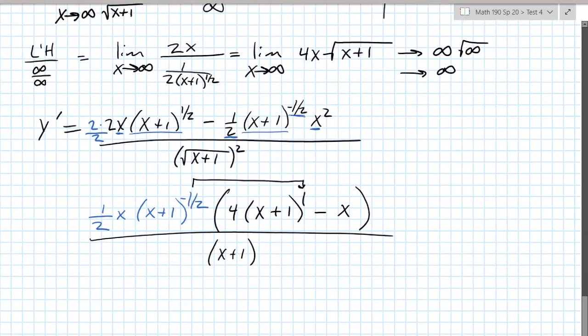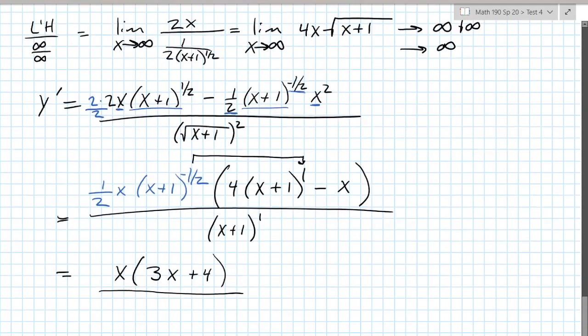We can do better. We can factor some more. We can work this out a little bit more. I'm going to rewrite it by taking the x plus 1 to the negative 1/2 down to the denominator and combine it with the x plus 1 to the first. So we have x times, looks like a 3x plus 4 in the numerator divided by, we have halves in the denominator. We have x plus 1 to the 3 halves in the denominator.